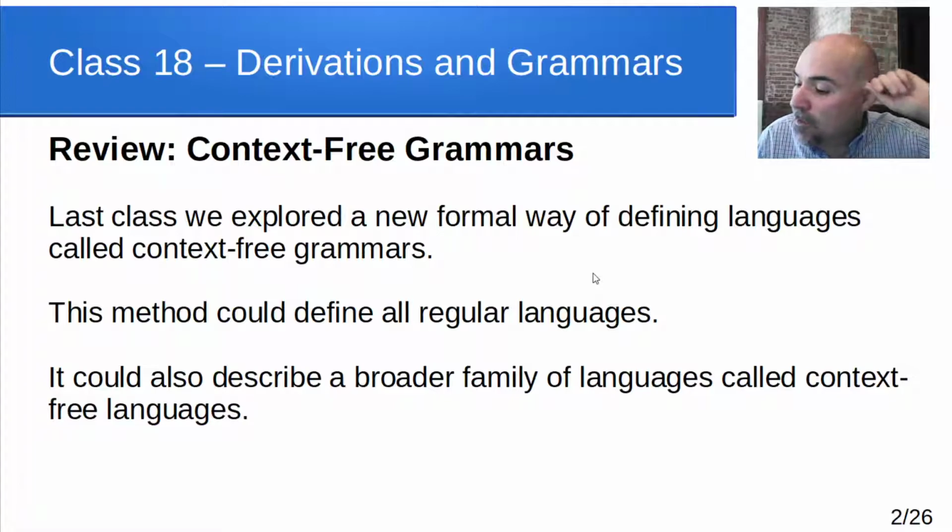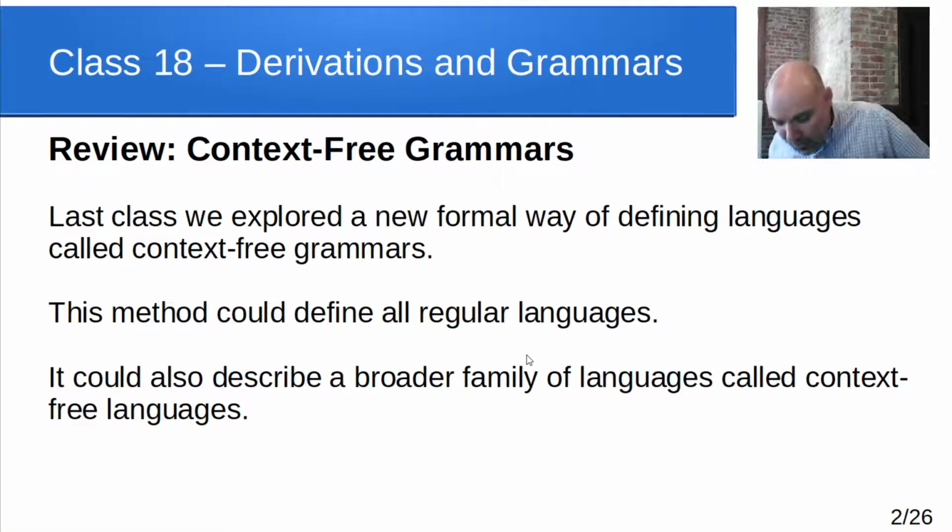All right, so first thing here to quickly review, last time we talked about context-free grammars, and those are a new way that we hadn't seen before of defining languages in a formal way. And that method can actually define all regular languages. So it can do everything that a DFA, NFA, or regular expression can do, but it could also describe some languages that were not regular. So it could get us outside of the regular languages into what are called the context-free languages.